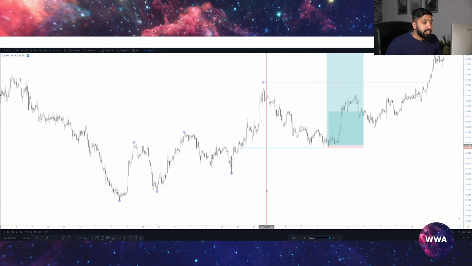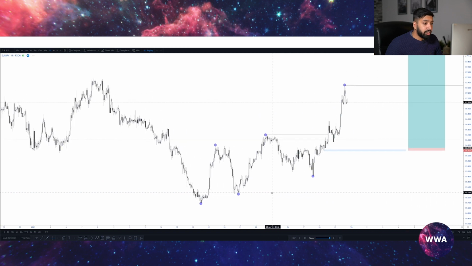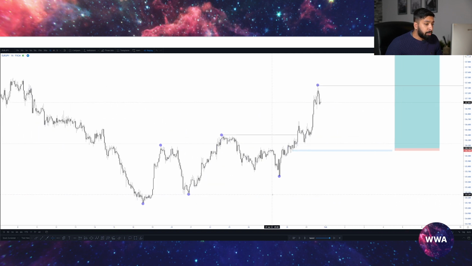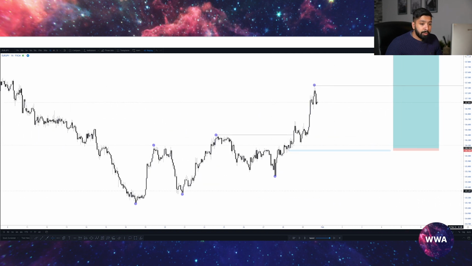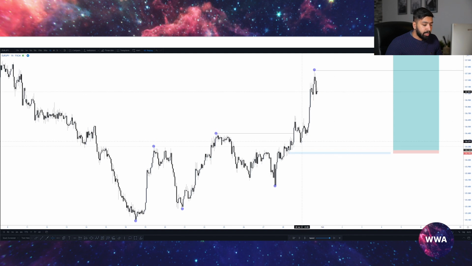Now, after I identified my structure, I want to break down my most recent impulse, and I want to find a valid demand zone within this buy, as in this case I'm looking for buys. So from this low to this high is my most recent structural point. So I want to break down this area and see where my demand zones are.